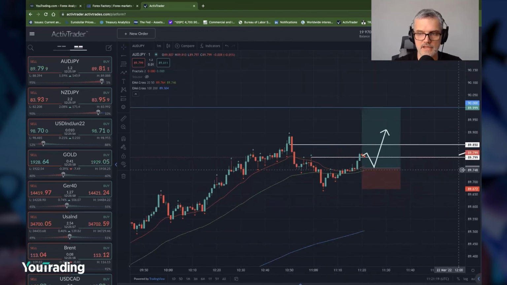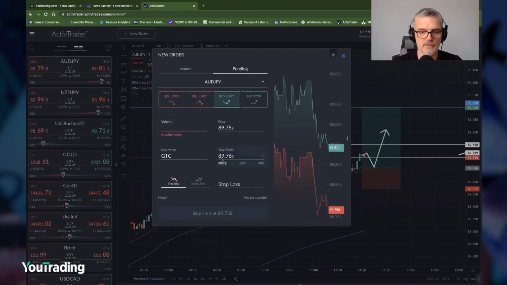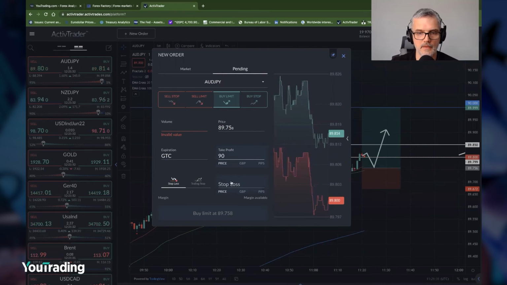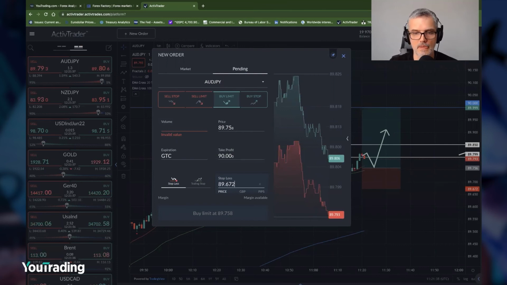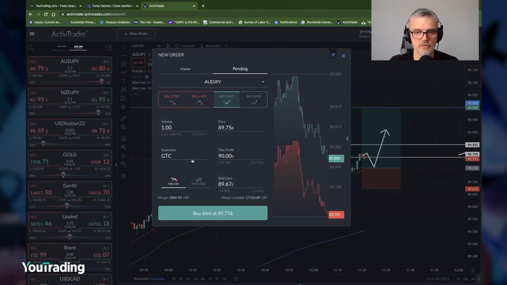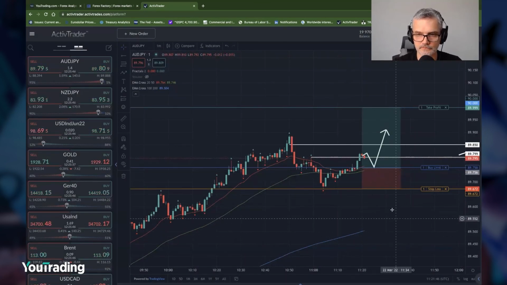So if you were willing to take that trade and patient enough to do it, you could put a buy limit there. Your take profit's going to be at 90. Your stop loss is going to be at 89,672. And as long as you can afford it, you choose your volume size, place your order. So now we've got a pending order.